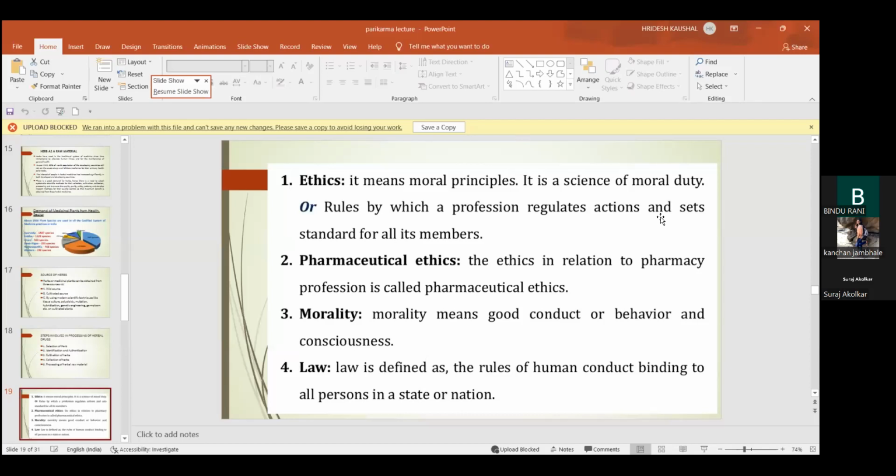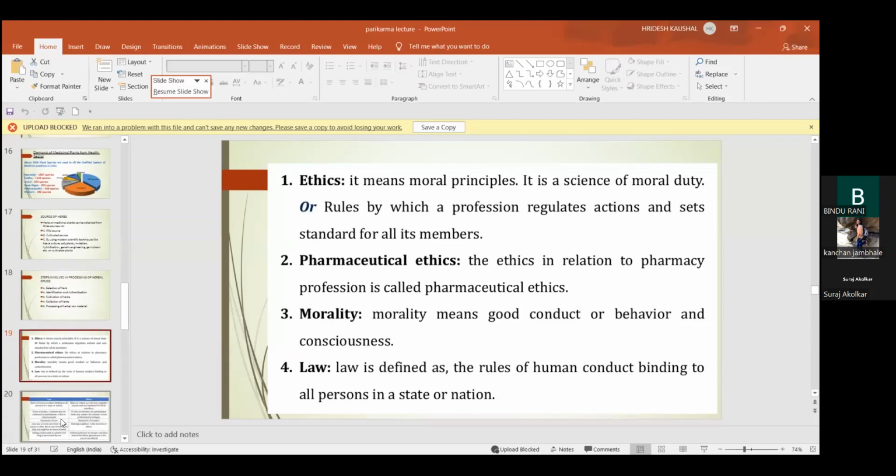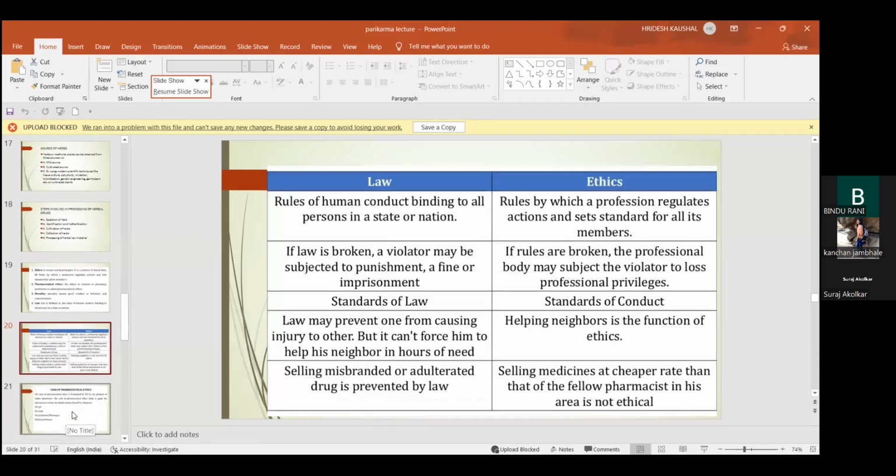Now, law is defined as the rule of human conduct binding to all persons in the state or nation. So law is something that binds all, and it is followed all over the state or nation. So we'll see the difference between law and ethics. Law is the set of rules for human conduct binding to all persons in a state or nation.